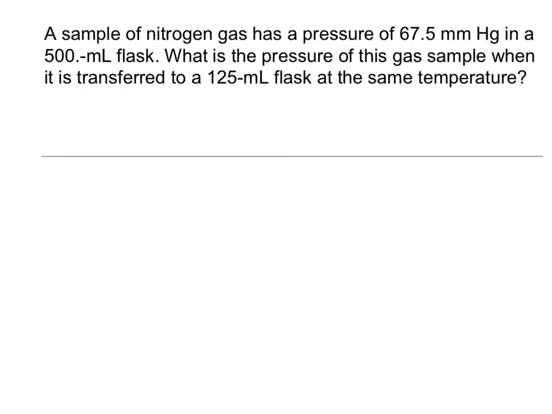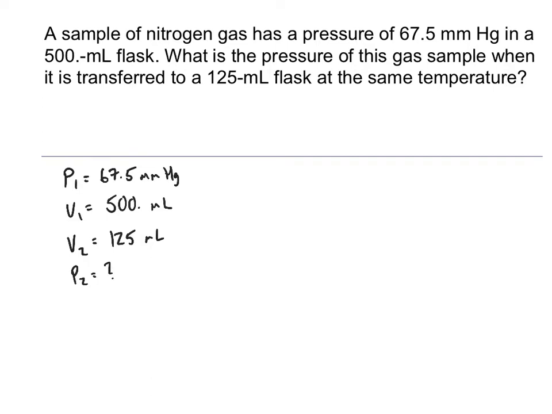And so let's look at an example here. Here we have a sample of nitrogen gas at a pressure of 67.5 millimeters of mercury in a 500 milliliter flask. We want to know what the pressure of that gas will be if we transfer it to a 125 milliliter flask at the same temperature. And so we have our initial set of information. We know that our initial pressure was equal to 67.5 millimeters of mercury, and we know our initial volume was equal to 500 milliliters. We know our second volume is 125 milliliters, and what we're trying to solve for is our new pressure of that system.